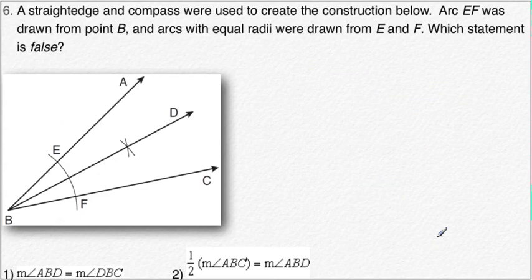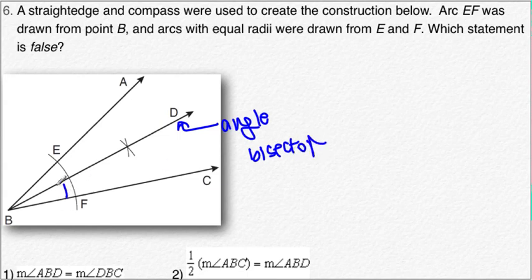Alright, so here we are looking at construction. What kind of construction is this? In fact, this is the angle bisector construction. Now, what does that mean? It simply means that the bottom portion is equal to the upper portion. So let us look at it.